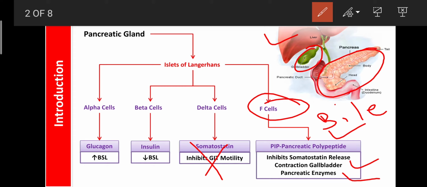And as well, this PP acts as the switch between the alpha cells and beta cells. Okay, so when your blood sugar level is high, at that time PP can switch off the alpha cells and activate a signal to the beta cells. Then only the beta cells can secrete the insulin.